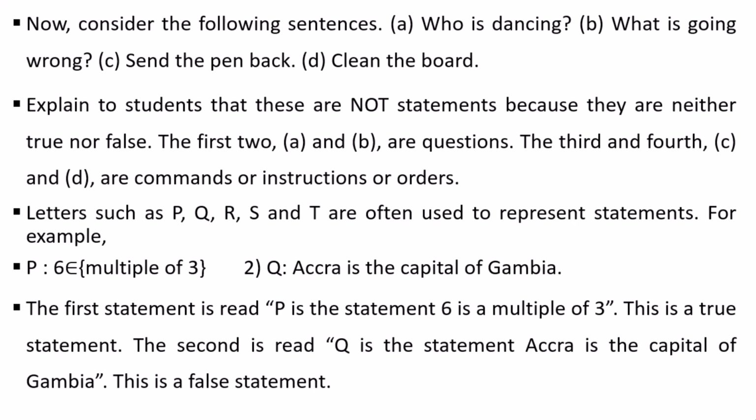Letters such as P, Q, and R are often used to represent statements. For example, P: 6 belongs to the set of multiples of 3. Q: Accra is the capital of Gambia. So these are statements, and you use capital letters to represent them. A statement can either be true or false. The first statement is true, but the second statement, Accra is the capital of Gambia, is false. So a statement can be true or false.